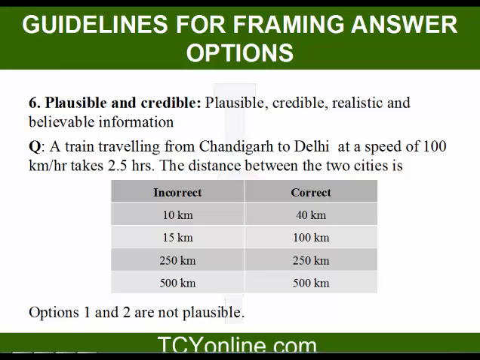This slide is about credible and plausible answer options. That is, the information furnished should be realistic and believable. Let us look into the following example. Question: A train traveling from Chandigarh to Delhi at a speed of 100 km per hour takes 2.5 hours. The distance between the two cities is: option 1, 10 km; option 2, 15 km; option 3, 250 km; option 4, 500 km. It can be concluded that options 1 and 2 do not seem plausible.